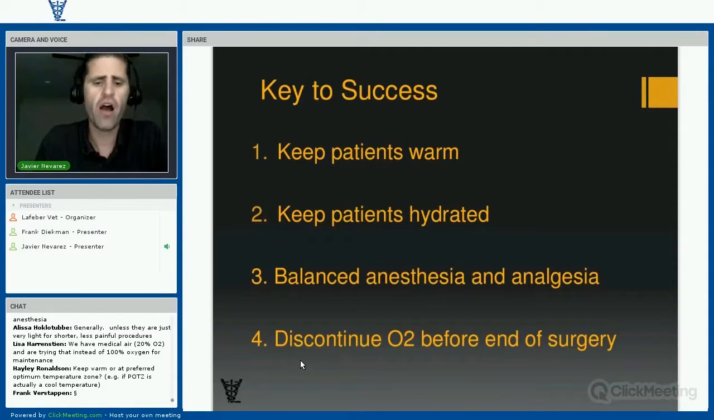So these are the 4 tenets that I really promote quite a bit. Ever since we started doing these 4 things right here, I can tell you that the quality of our anesthetic events has improved significantly.